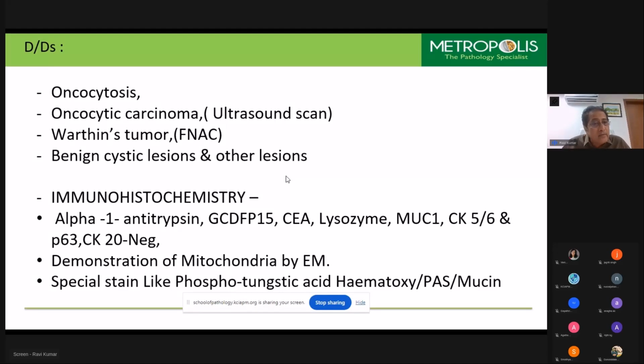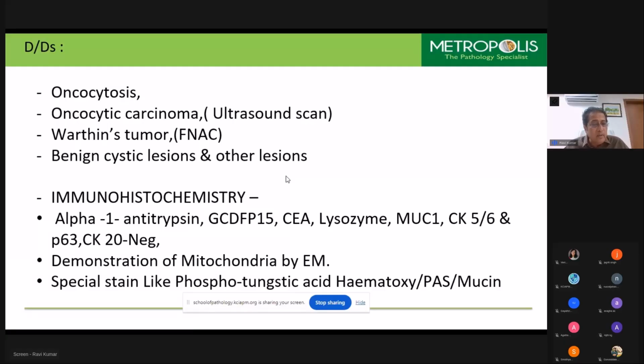That's the importance of this Warthin tumor, and especially when you are doing an FNAC, especially when it is extra parotid, somewhere near the parotid, looking at a lymph node, it is highly likely that you will make a diagnosis of metastatic carcinoma. This is very important, and we have made this mistake. So you people should not make a mistake.